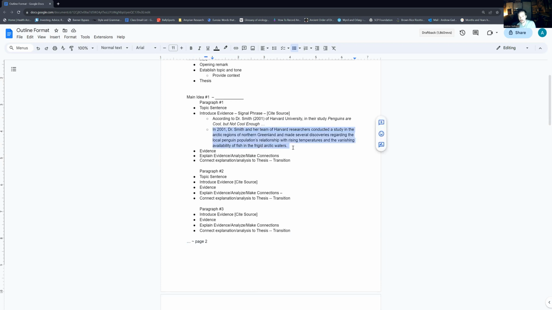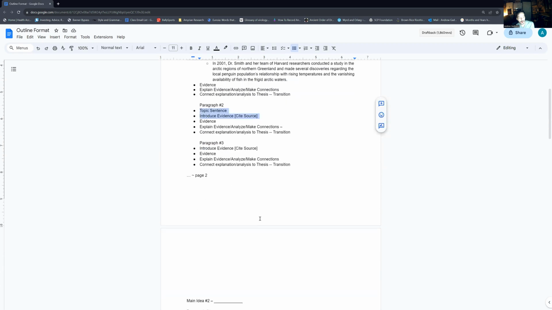Maybe the paragraph's just gotten really long, and you're wanting to shift ideas a little bit, but you're mostly still staying within that conversation. Then you might not need a topic sentence. You might not need to introduce evidence. You just need to introduce a new piece of evidence. You don't need these every single time.